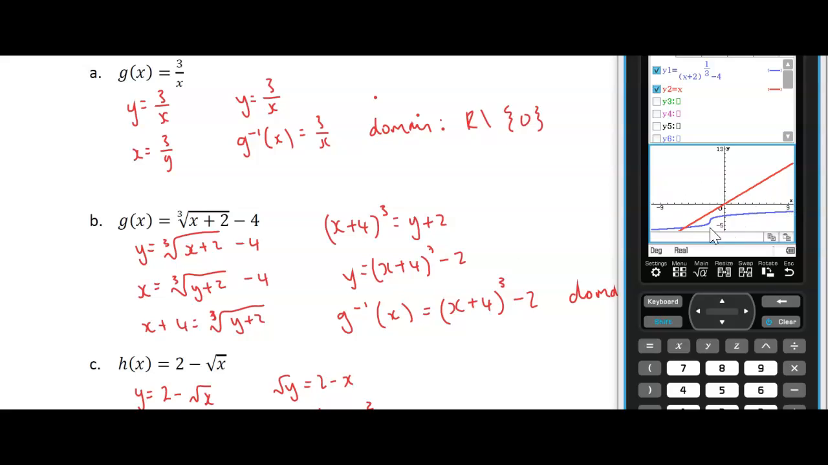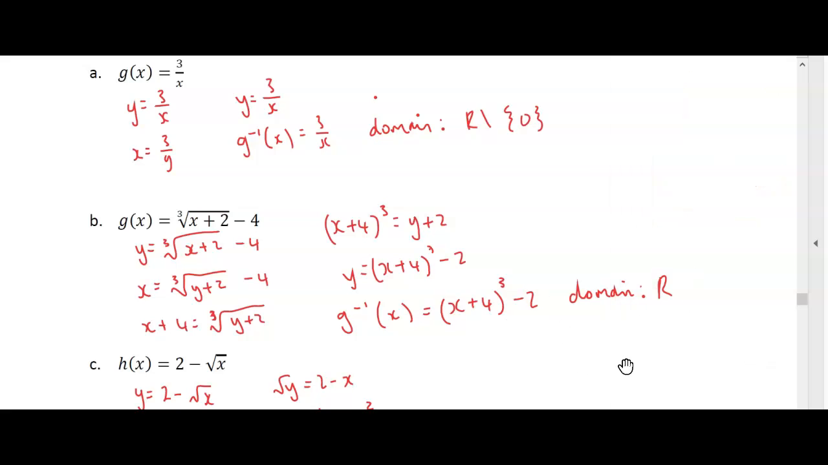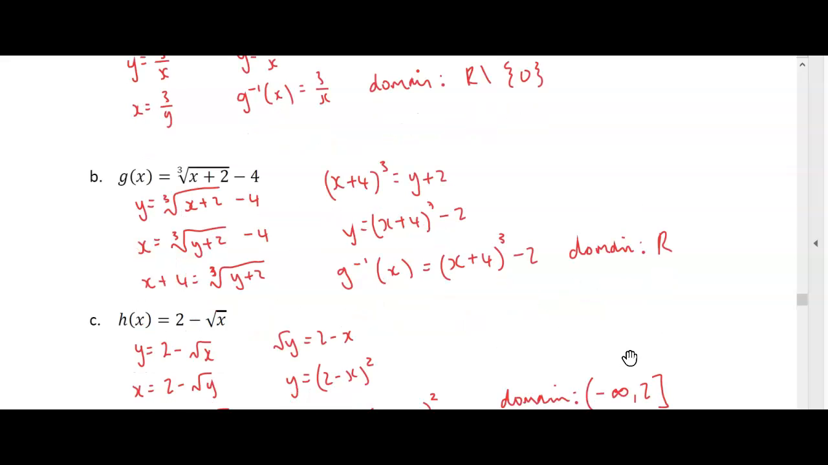And the domain of that graph is R. All right, so your domain is R, but your range was also R. So the domain of your inverse is also R.